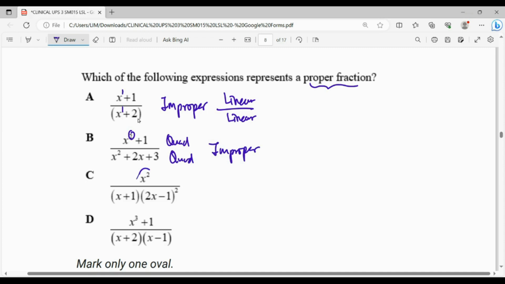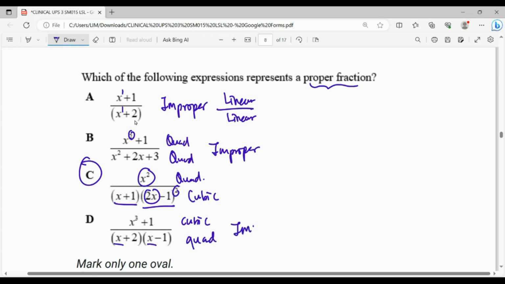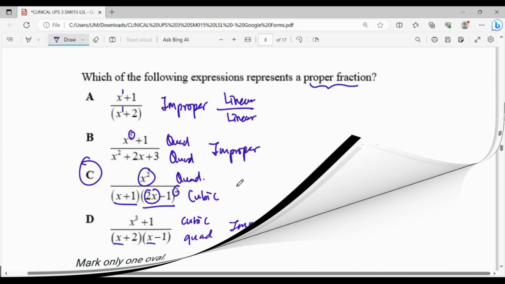And then for this one, this is quadratic. And then you can see squared means this will be quadratic, times another x, it will be cubic. So therefore this is proper. So if this is cubic, then x times x will get quadratic. So cubic is bigger than quadratic, this is improper. So for proper, the numerator power will be smaller than the denominator.